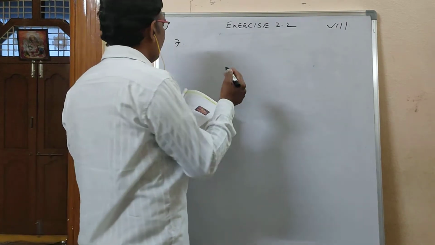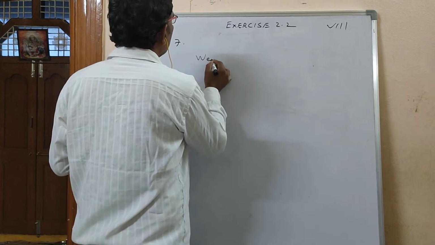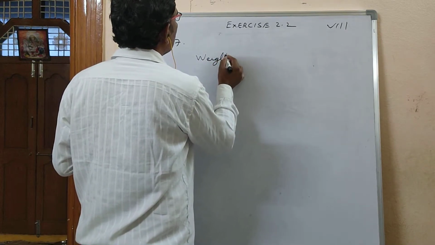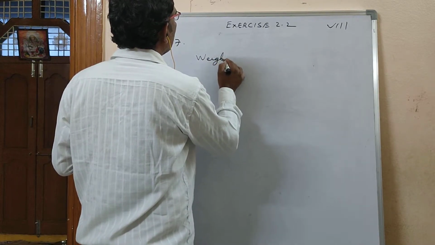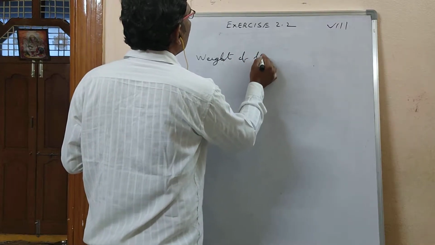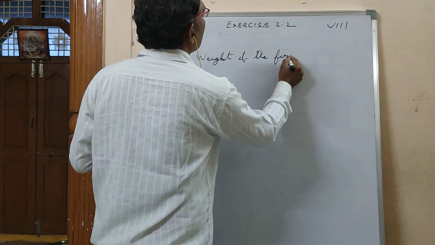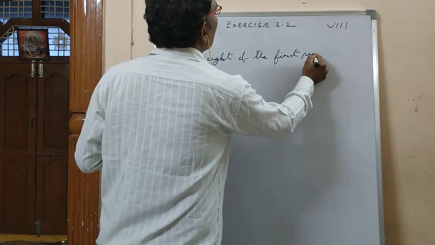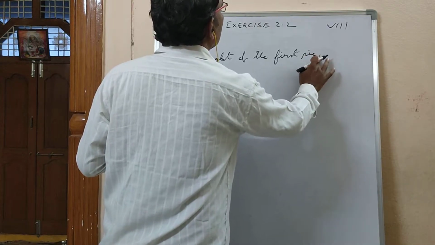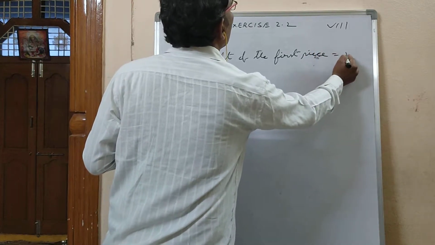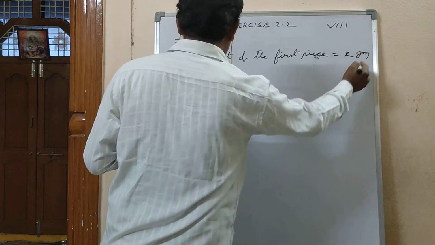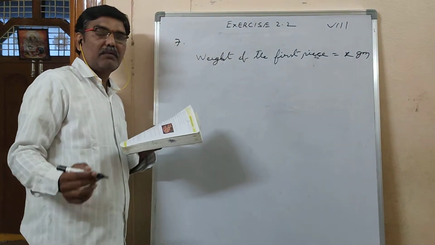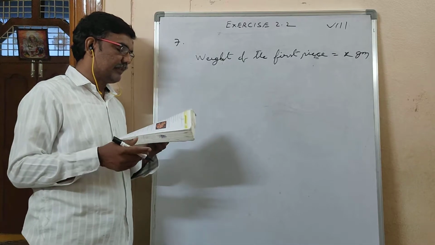Okay, so the weight of the first piece, we don't know. We should assume it is x grams. Weight of the first piece is x grams.